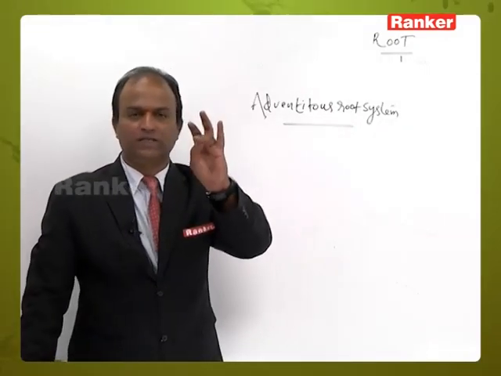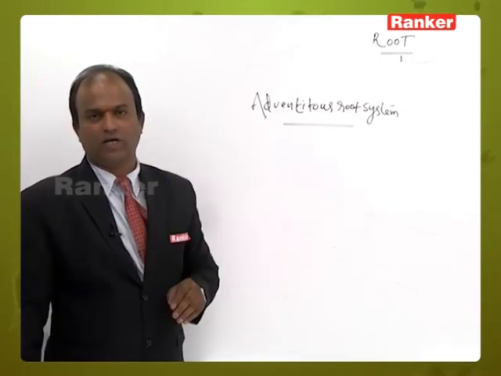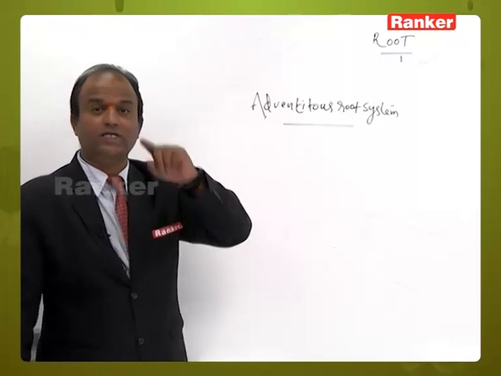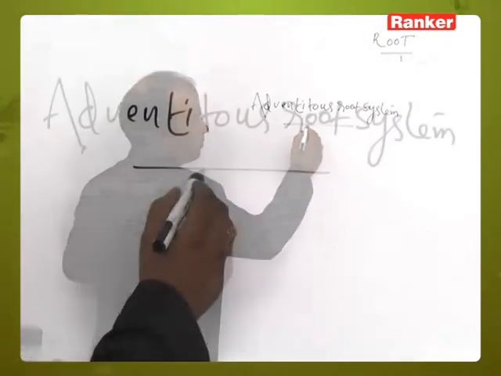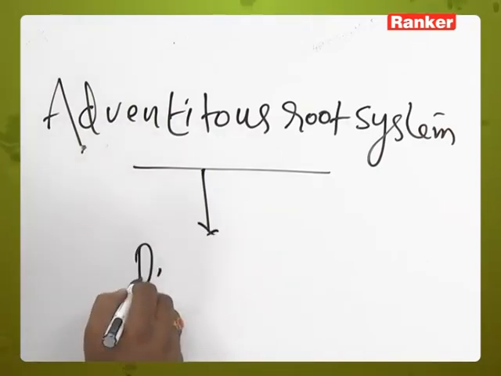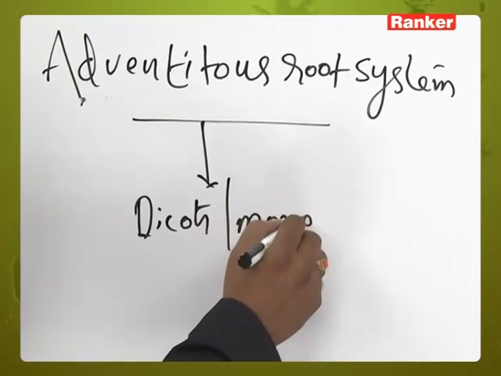Taproot system is present in dicots. Fibrous root system is present in monocots. Adventitious root system is present in dicots and monocots also.